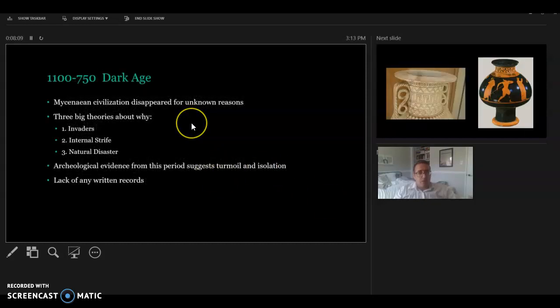So this is where things get really foggy. We don't have any written records of what happened, but the Mycenaean civilization seems to have disappeared for one reason or another. There are some big theories about what happened. Invaders came and conquered them and destroyed many of their cities, sacked their cities, left them in ruins, and they weren't able to bounce back from it.